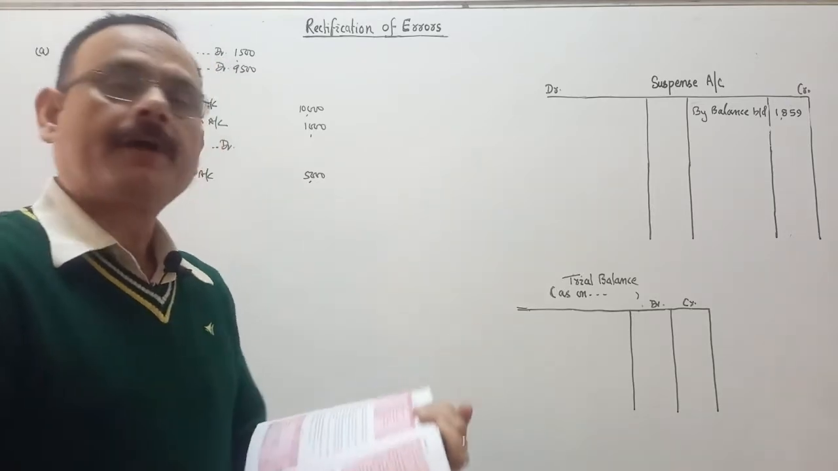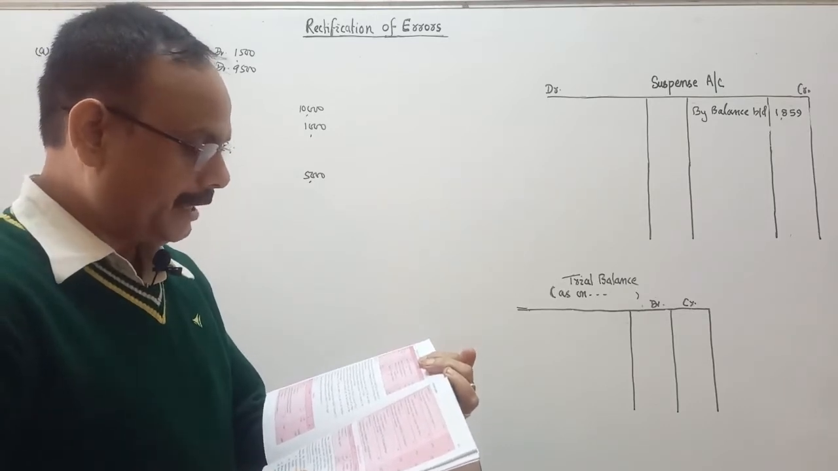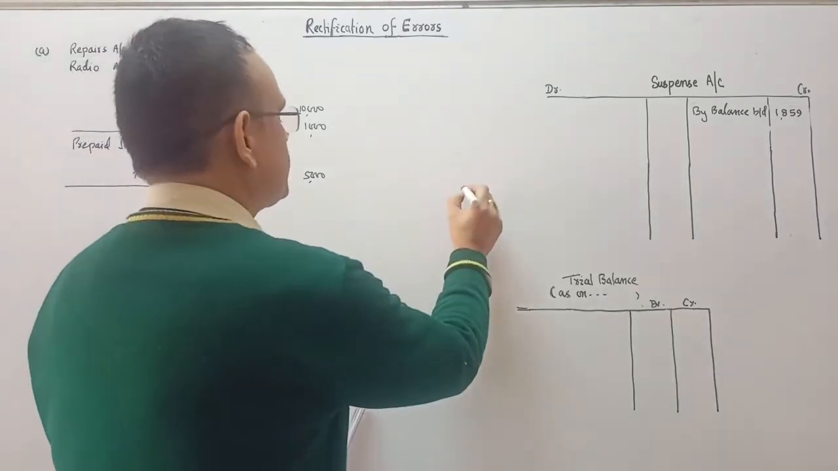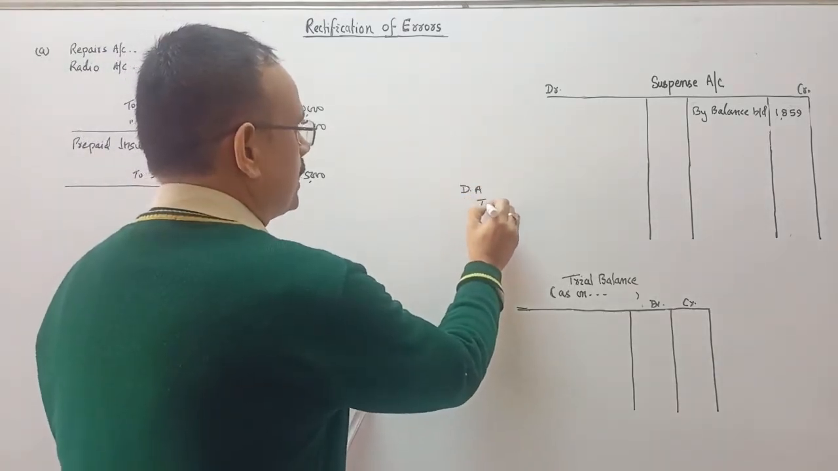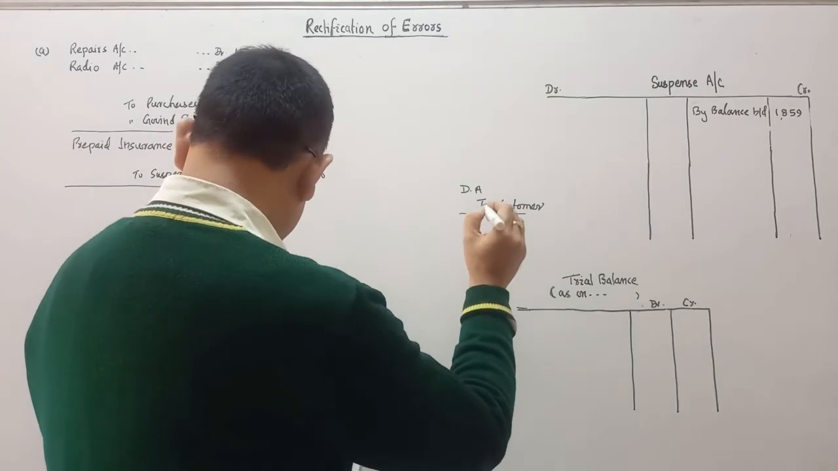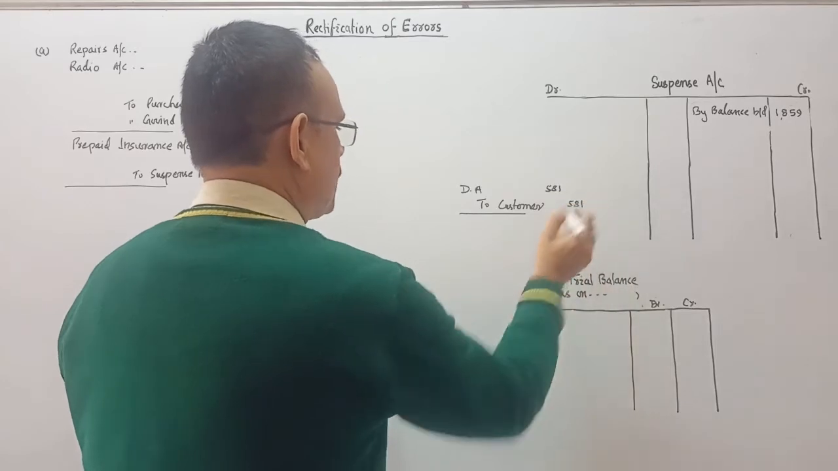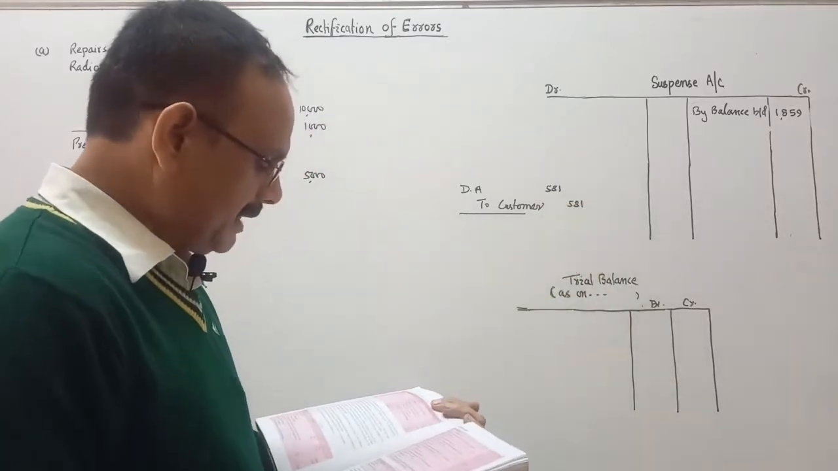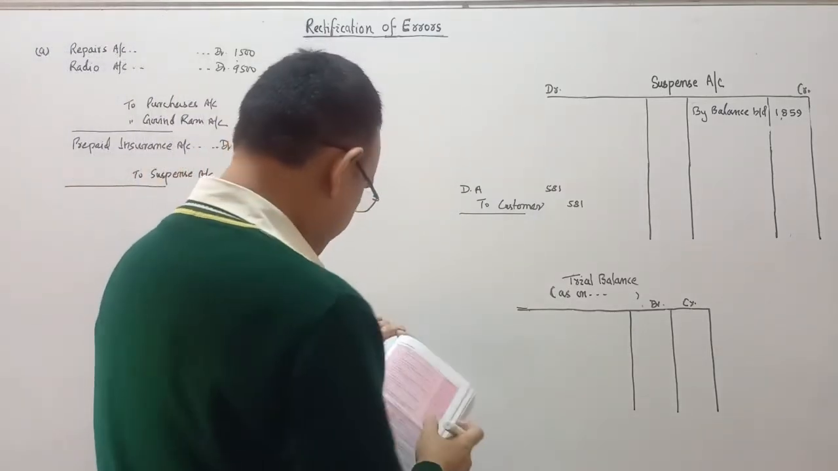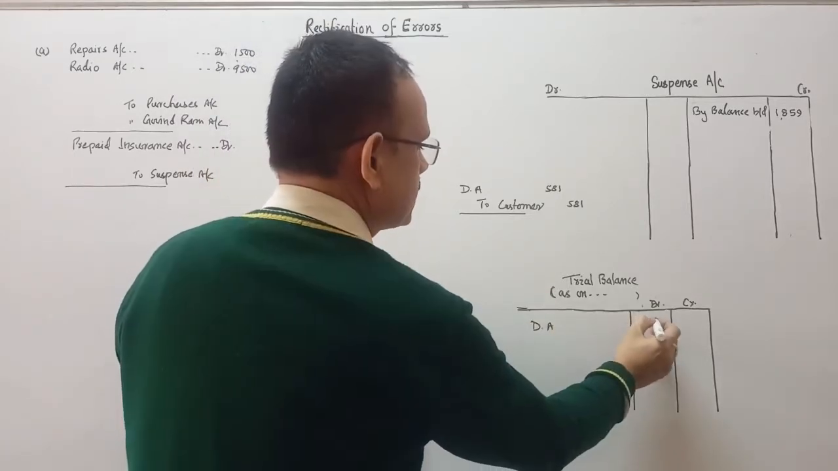A discount of rupees 581 allowed to a customer has been credited to him as 562. Discount allowed to a customer: you know the entry, discount allowed account debit to customer account. Discount allowed will be debited to customer account. 581 is the discount allowed to a customer, has been credited to him as 562. So discount allowed is in debit, it is right, no mistake is done in the discount allowed.